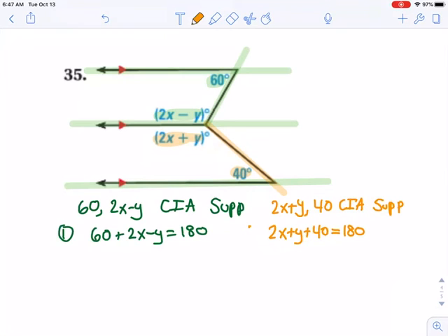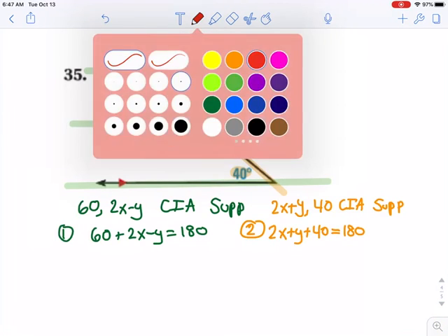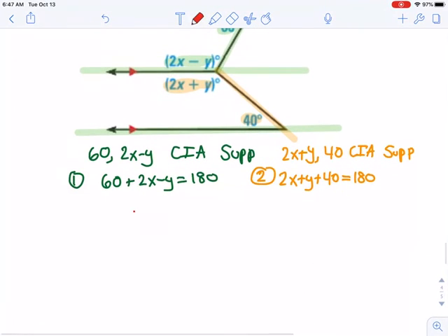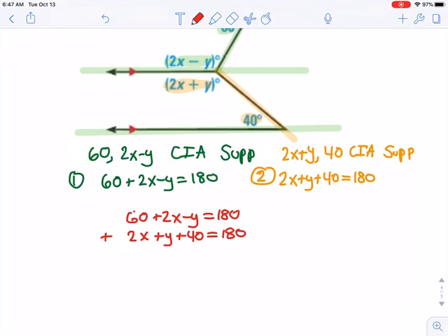All right, now what do I do from here? Well, I think in a previous video we did substitution. If you can remember from algebra, we can also do elimination. So what's that? I'm going to do 60 plus 2x minus y equals 180. I'm going to add the other equation, 2x plus y plus 40 equals 180. Okay? And it's important that I combine like terms.